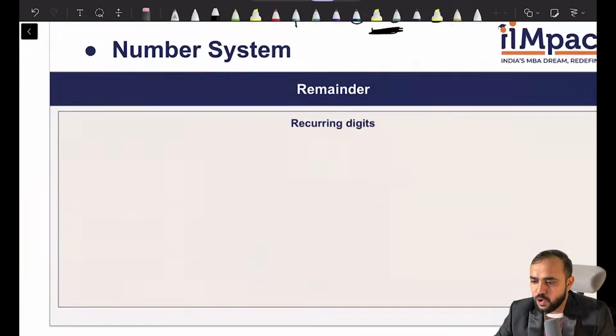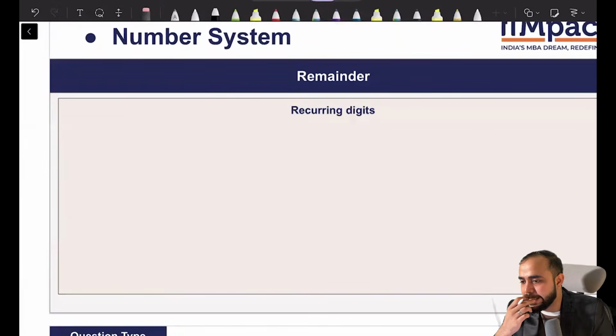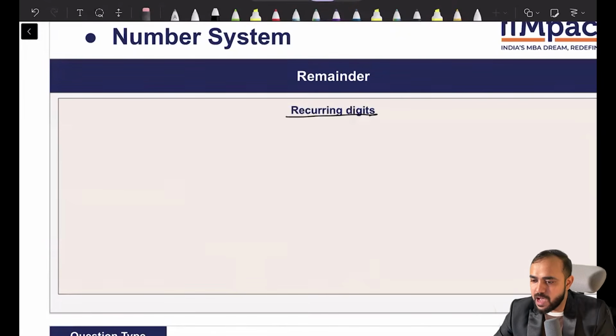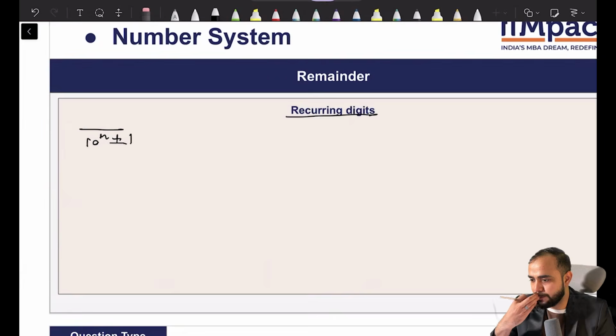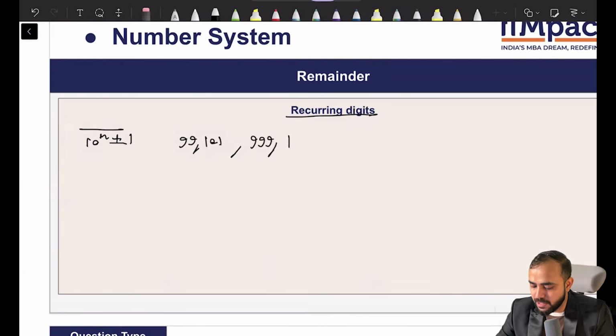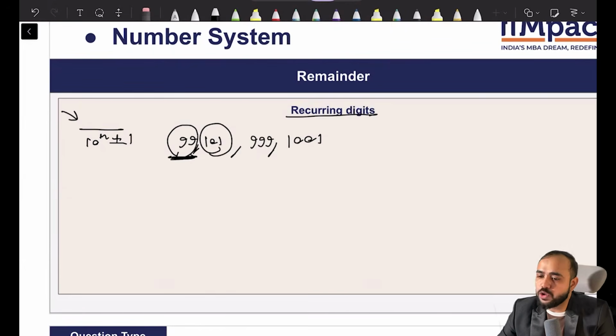All right, moving on to the recurring digits part. Now, these sort of questions would generally be asked when your denominator is of the form 10 to the some power plus minus 1. So it would either be 99, 101, 999, 1001, and so on. In these situations, what we actually have to do is first observe the denominator. If it is 99, I will break the number in the numerator into blocks of 2.